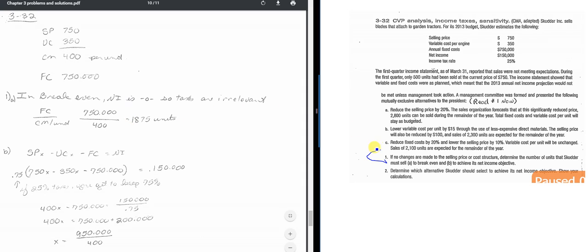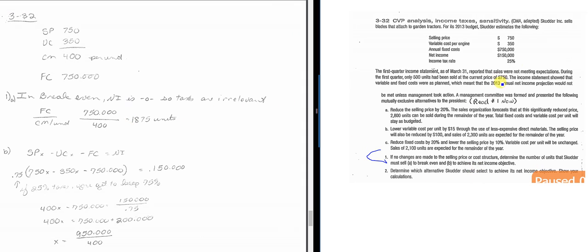Then the second one is net income objectives. Remember, I can't just say fixed cost plus target profit of $150,000 because I have income taxes. So I'm going to do it the long way. I'm going to put it in this equation. So I have selling price times X minus variable cost times X minus $750,000 equals $150,000. My income tax rate is 25%. So if I pay 25% of that in taxes, it goes to the federal government. 75% is left for me, and that 75% must equal $150,000.